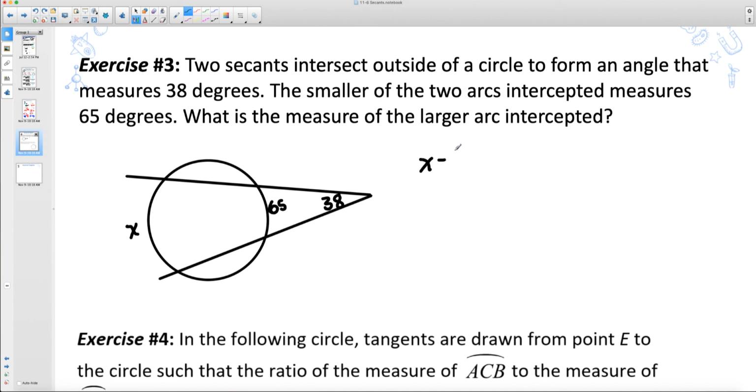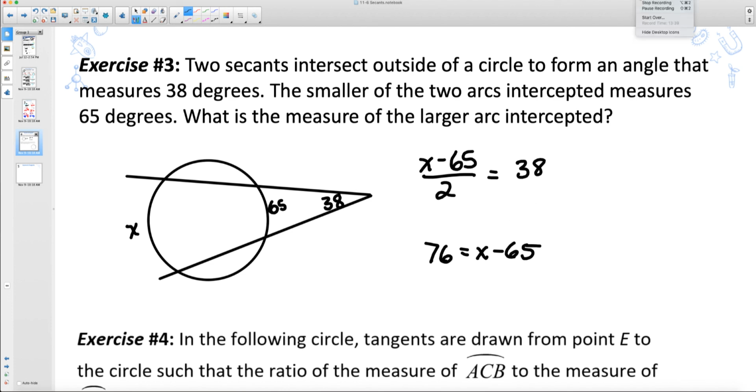So now we can go ahead and do arc minus arc divided by 2, and that's going to give us 38. We can cross multiply. So 76 equals x minus 65. And then add 65 to both sides. And we get x equals 141 degrees.